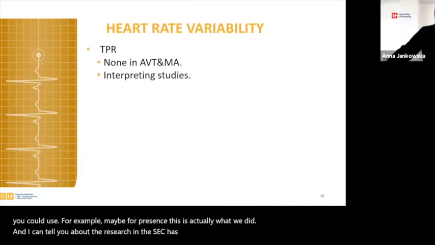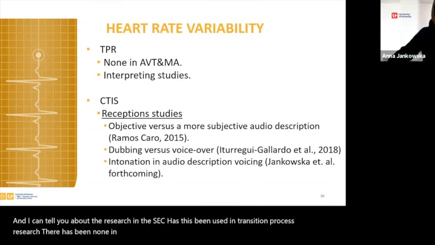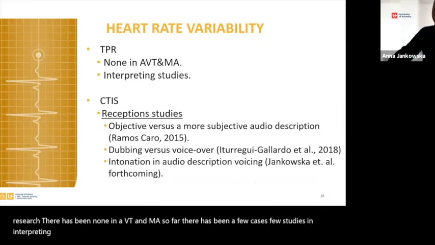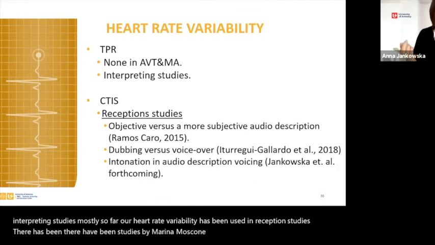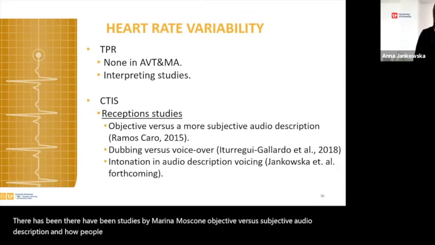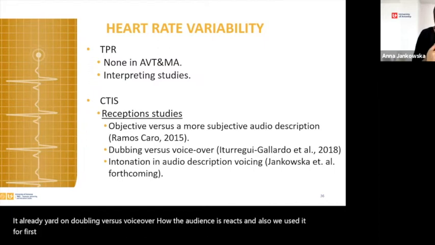Has this been used in translation process research? There has been none in AVT and MA so far. There have been a few studies in interpreting studies. Mostly so far, heart rate variability has been used in reception studies. There have been studies by Marina Ramos-Caro on objective versus subjective audio description and how people react. There has been research at UAB by Gonzalo Iturregui-Gallardo on dubbing versus voiceover, how the audiences react. And also we used it for a study on how audiences react to different intonation in audio description, interpreted and non-interpreted intonation in audio description.